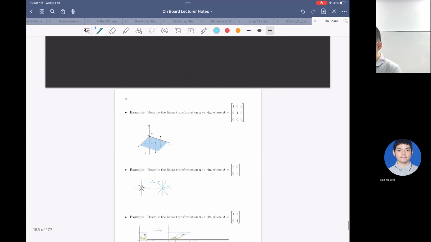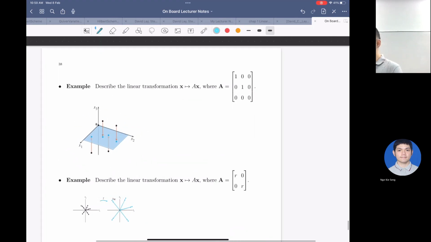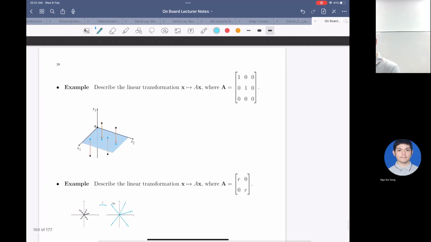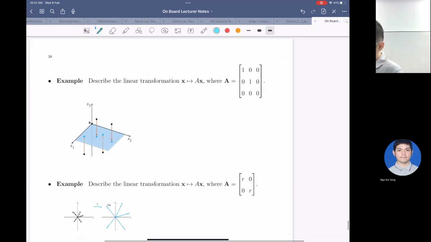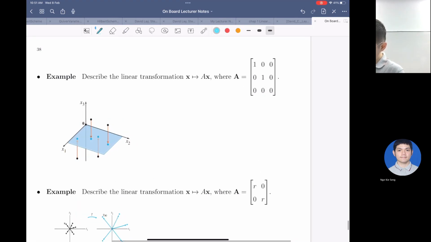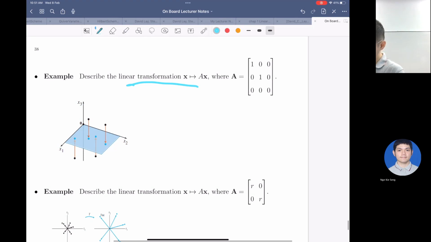Next we will see what this matrix will do to the linear transformation. Let's look at this example here. Describe the linear transformation of x to Ax using the matrix here. Let's examine algebraically what happened. You take an x, take an A, take your matrix.